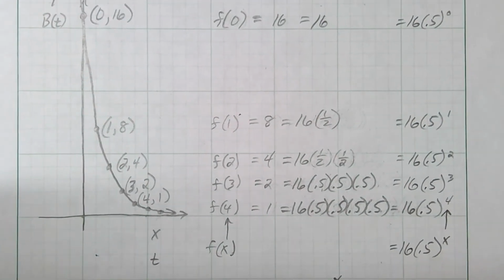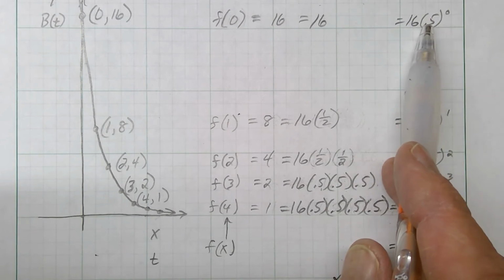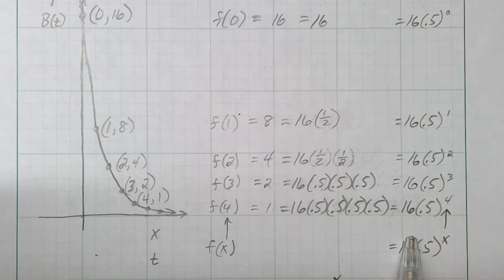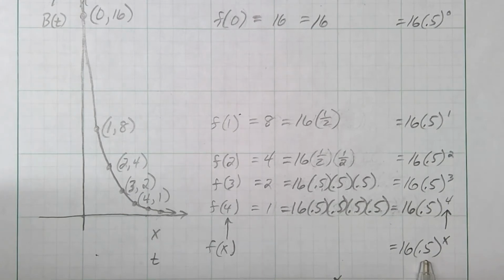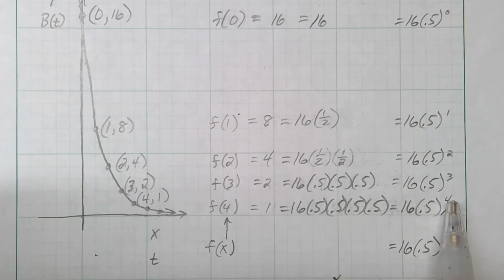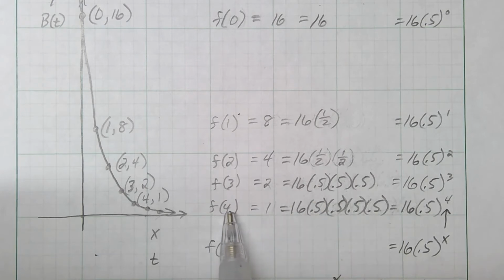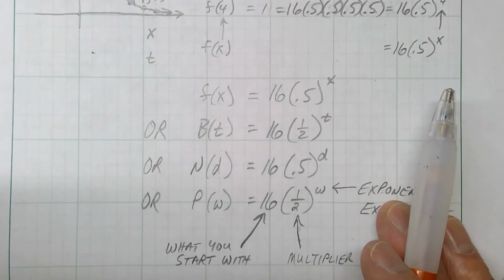Look at what stays the same and look at what changes. So 16 times 0.5 is the same all the way down. So it's definitely going to be 16. It's definitely going to be times 0.5. The only thing that changes is the exponent. And again, the exponent exactly matches our x. Our x goes inside the parentheses there. So f of x is 16 times a half raised to whatever the x is at that moment. So f of 4, the x is going to be 4. F of 3, the x is going to be 3. So f of x is 16 times 0.5 raised to the x.